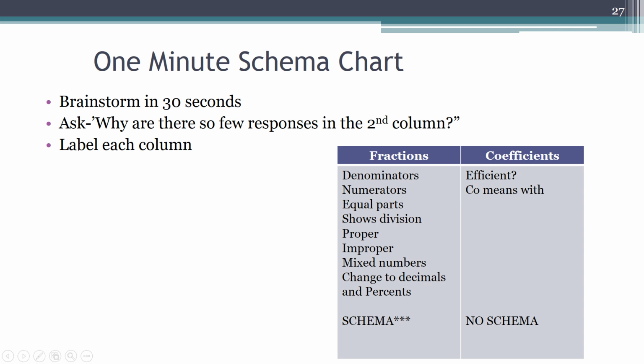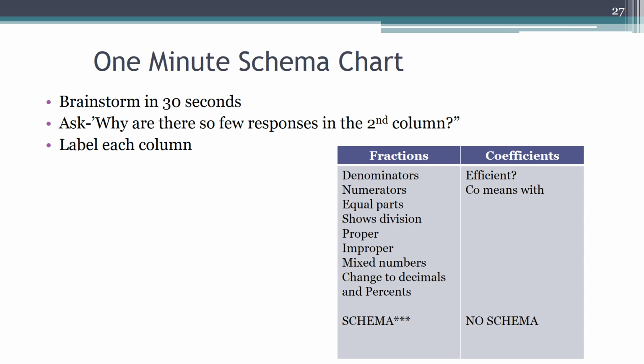When you're introducing a new concept or a new topic, you might use a 1-minute schema chart. What you do is you give students 30 seconds, and as a class, we just brainstorm. So here, if I did it for fractions, these are terms that my students came up with. Maybe I used the 1-minute schema chart and gave them the word coefficients, and so I want to ask myself afterwards, all right, fractions.